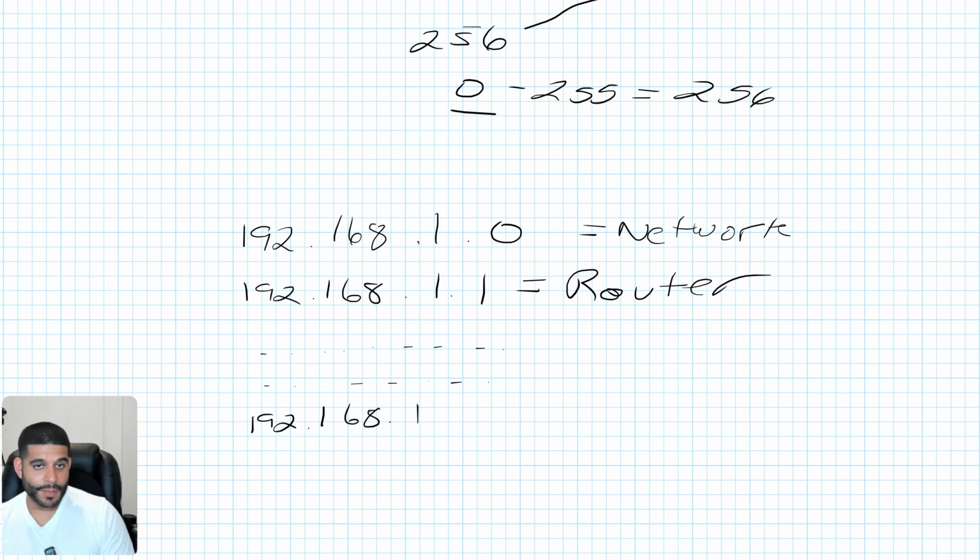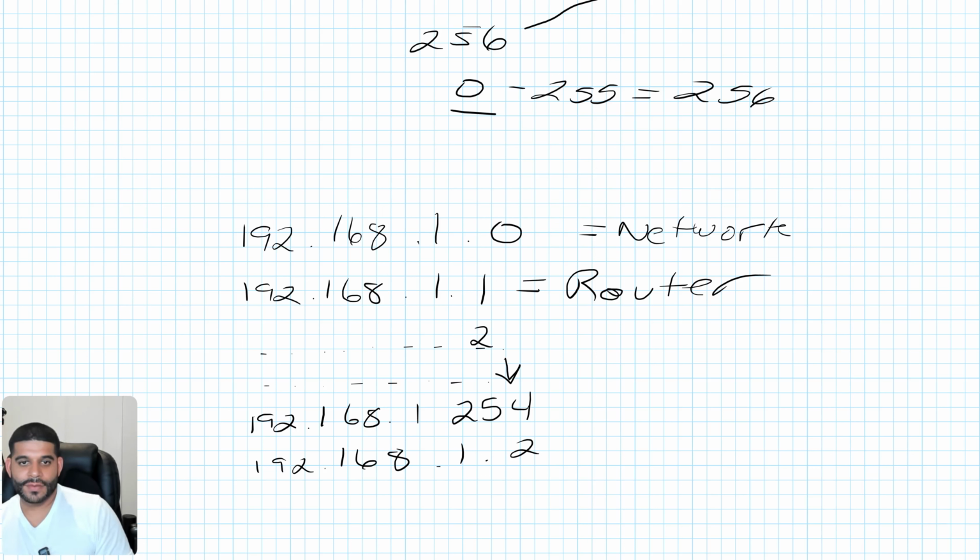192.168.1. And remember, this can be 2 all the way down to 254. And remember, the last one, 192.168.1.255, this is equal to our broadcast. And we talked already about what a broadcast is.